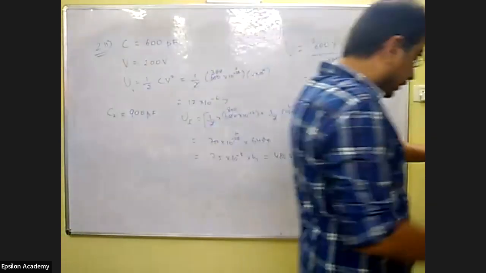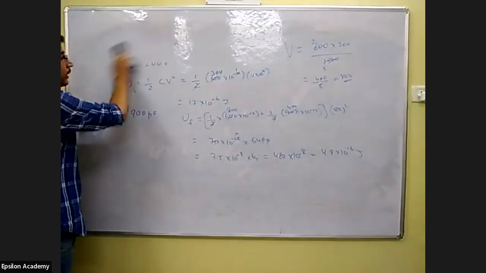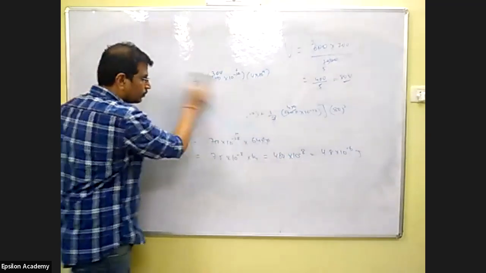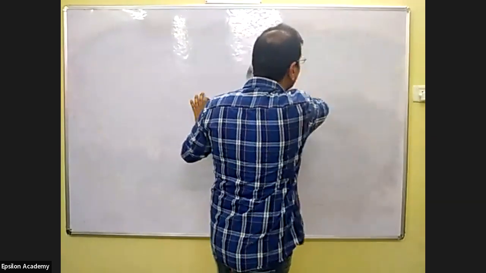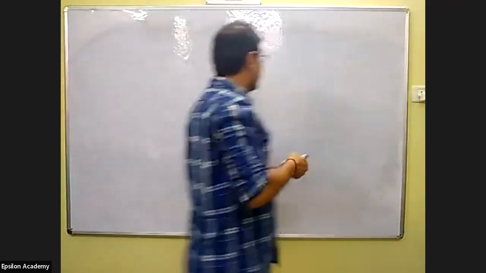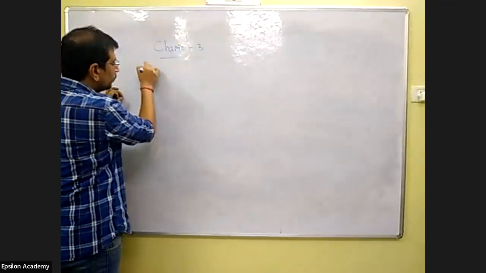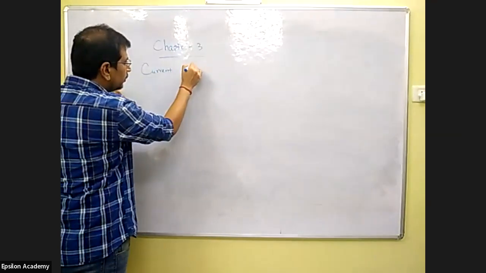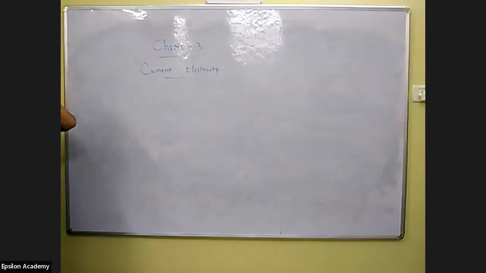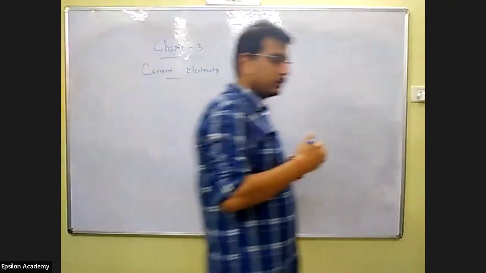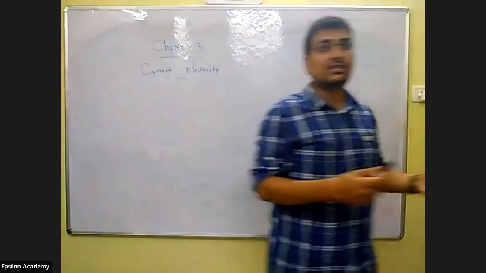Okay, so I'll just give you a brief introduction for the next chapter as well. We'll go to the next one, that is current electricity. So write down the heading, chapter 3, current electricity. Okay, if you see the first two chapters, what were they? They came under the branch of electrostatics, meaning they were dealing with charges at rest.